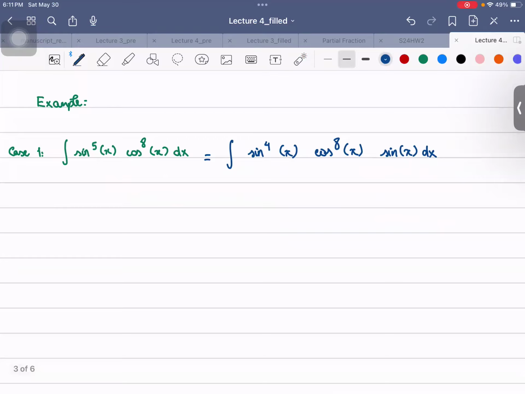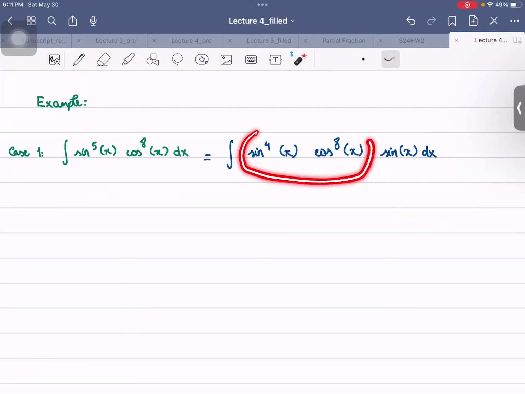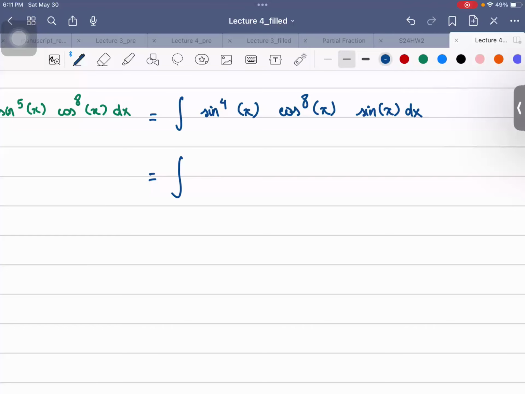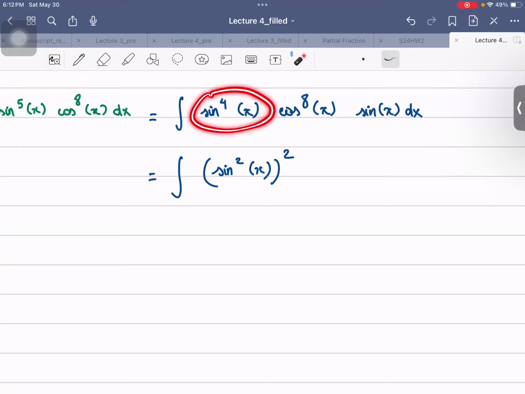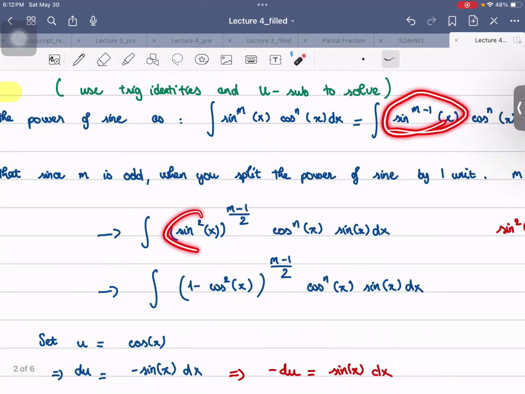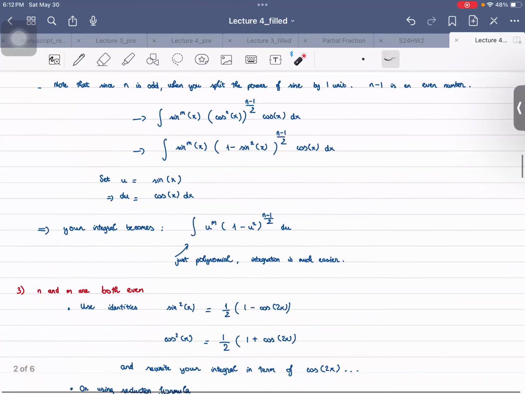Okay, the second thing you have to do is translate the rest into cosine. This part is already cosine, so you only need to translate the remaining part into cosine. We're going to use the special trig identities. Firstly, you should rewrite this in terms of sine squared. I have sine to the power of 4, which I can rewrite as sine squared to the power of 2. You try to rewrite this into sine squared to the power of something. This is the second step.